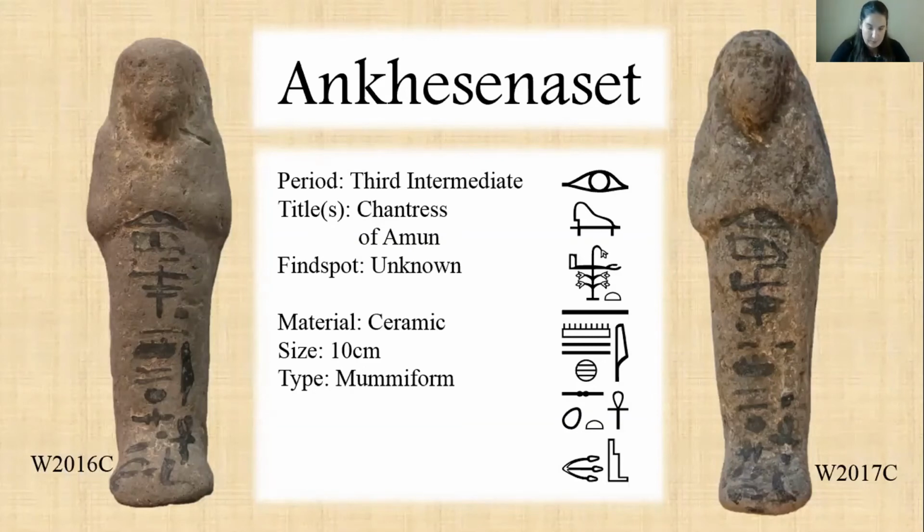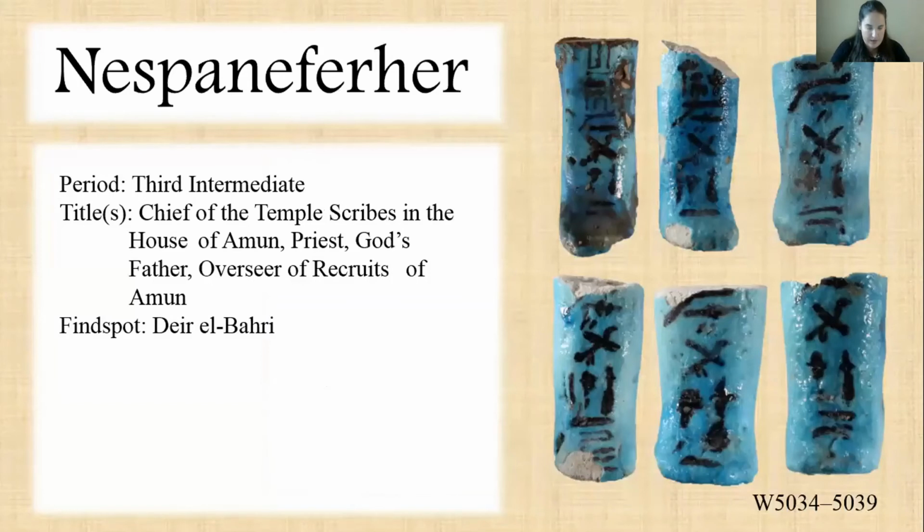Next up, we have Nespapernebeu, represented through these 6 unassuming foot portions. Nespapernebeu has a variety of titles, including priest, God's father, chief of the temple scribes in the house of Amun, and overseer of the recruits of Amun. His many titles seem to be used interchangeably on his Shabtis, with only one title per Shabti.